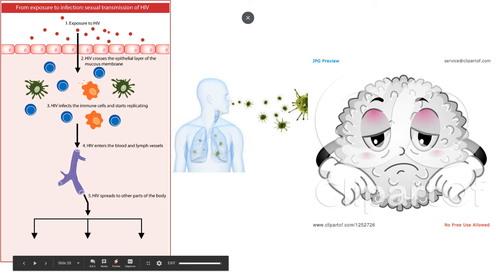How does HIV happen? From exposure to infection, this is sexual transmission of HIV. When there's an exposure, HIV crosses this layer right here into the mucous membrane, and then HIV infects the immune cells and starts to replicate. HIV enters the blood, then spreads to parts of the body. What it does is weaken your immune system and make it harder for your white blood cells to fight back. Then you'll get sick, and if any other bacteria or virus goes into your body, oof, it'll be a long day.